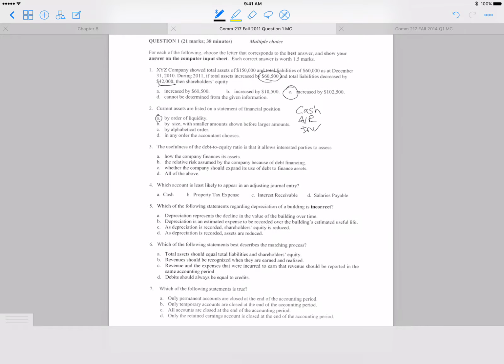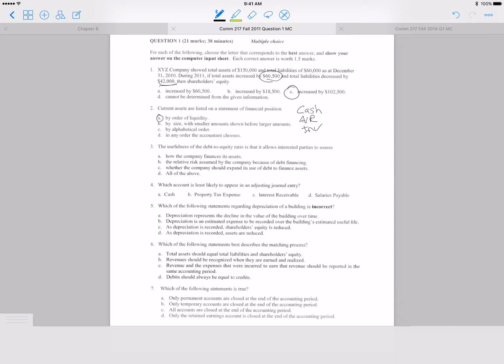So for 3. The usefulness of the debt-to-equity ratio is that it allows interested parties to assess what? So before we answer this question, the debt-to-equity ratio is the liabilities over shareholders' equity. And this pretty much shows you how much debt you have financed for assets compared to how much money your company earned or how much money your investors put into the company. So the exact definition in your textbook is that the ratio assesses how you finance your assets. So A says how the company finances its assets.